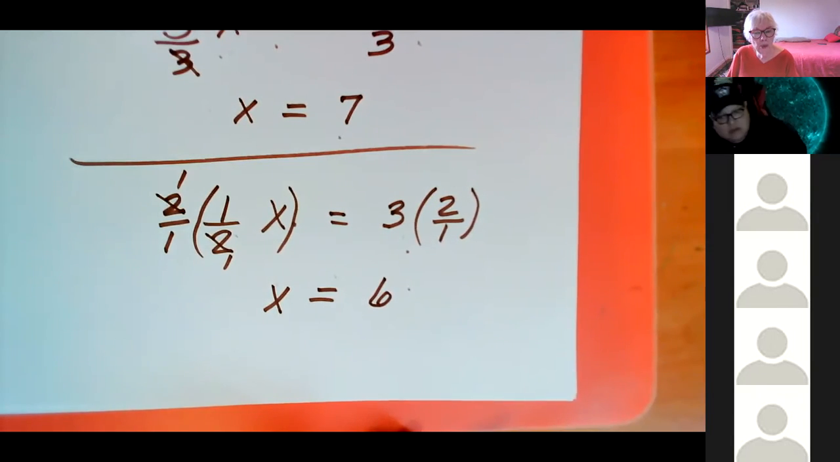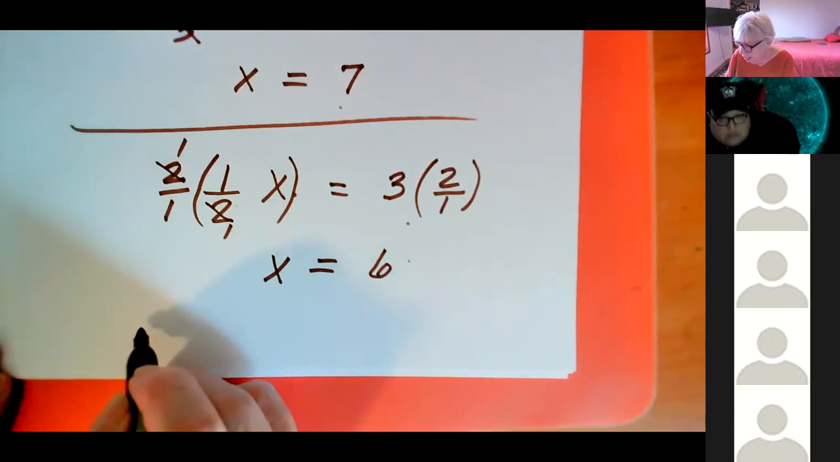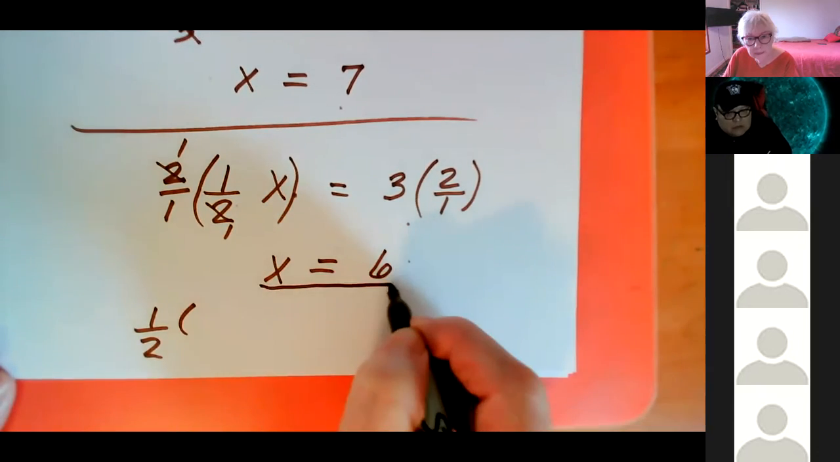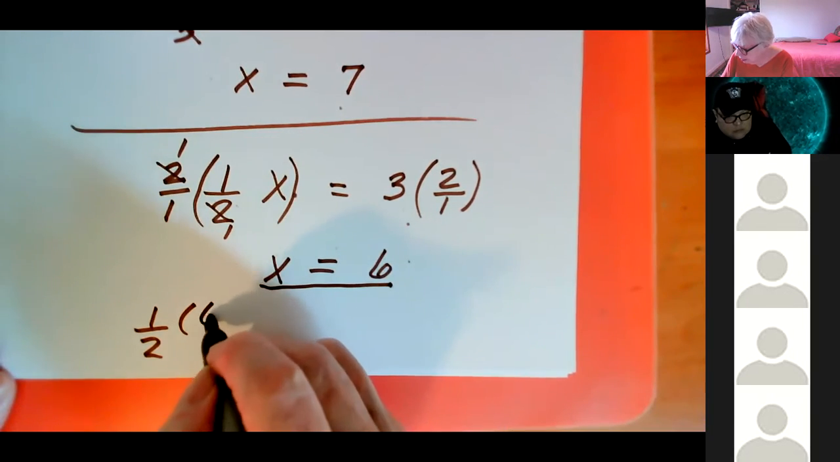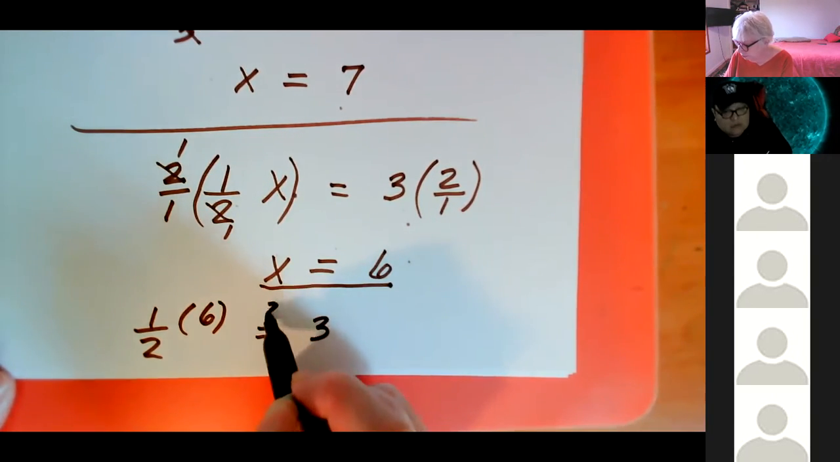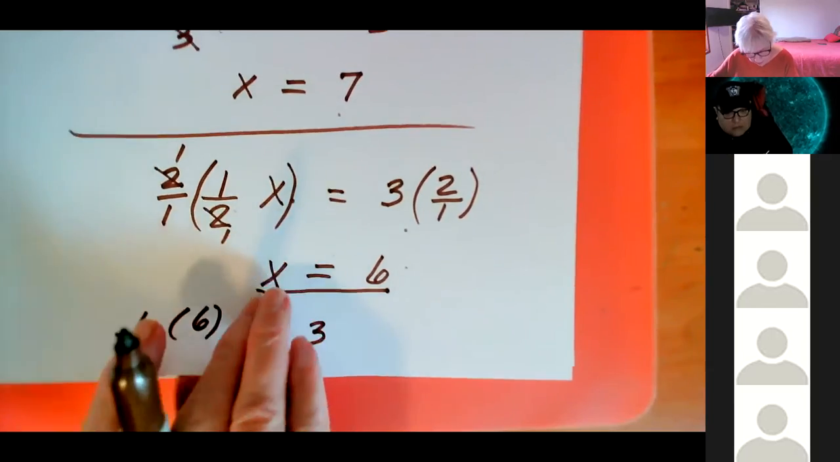When you have that terrible feeling that maybe this isn't right, go back to the original problem and check it out. This is 1/2 multiplied by my answer, 6. Does that equal 3? Well, yes, it does. 1/2 of 6 is 3. Let me give you a different one.